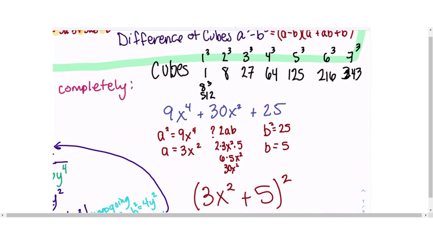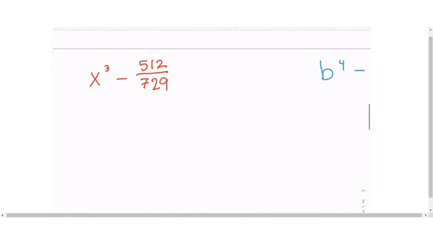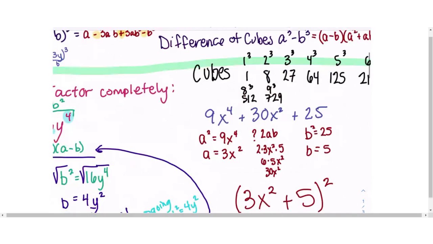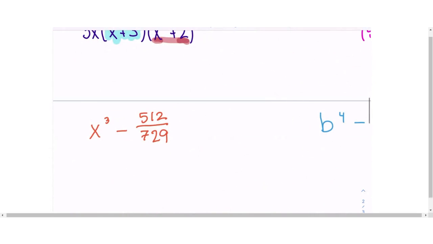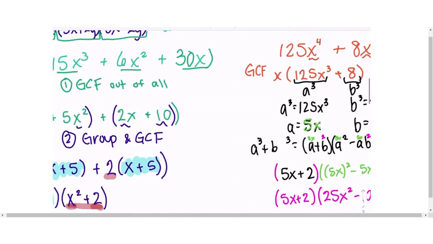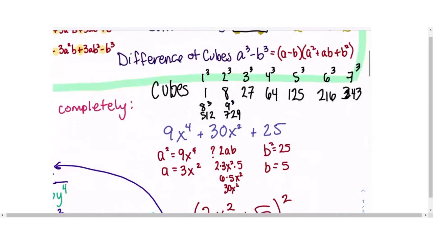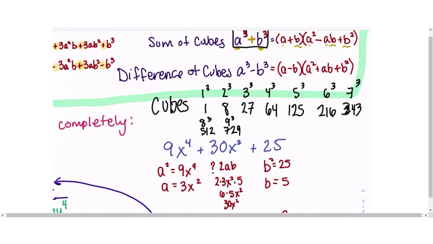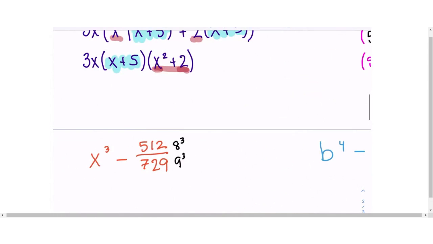And then 9 cubed is 729. Okay, let's go back here. So I know that this is the same thing as 8 cubed, and this is the same thing as 9 cubed. So it's going to follow this pattern, the difference of cubes. So it's going to follow the pattern.